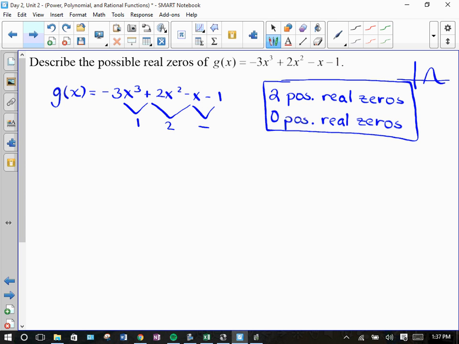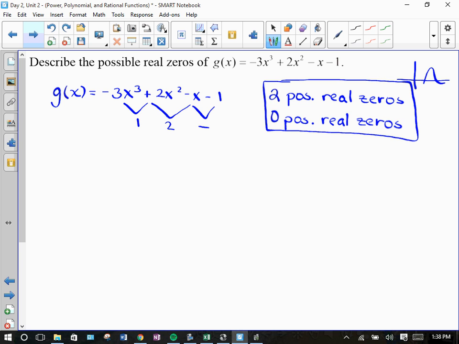So what does this tell us? Well, number one, it tells us that there is either 2 positive zeros or 0 positive zeros. There's no in between. There's not going to be 1 zero that's positive. If I find 1 zero that's positive, that tells me there has to be another one. Only one other one. So there's not 3. There's not 1. There's either 2. This function either crosses the x-axis on the positive side twice or none. That makes sense. Yeah. Okay. So that's the positive real zeros.